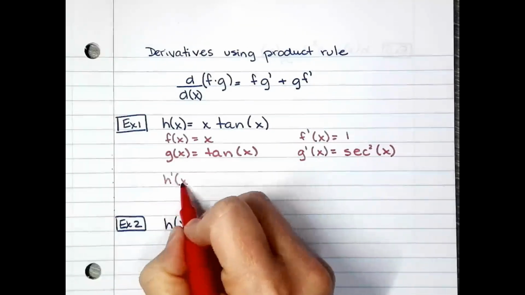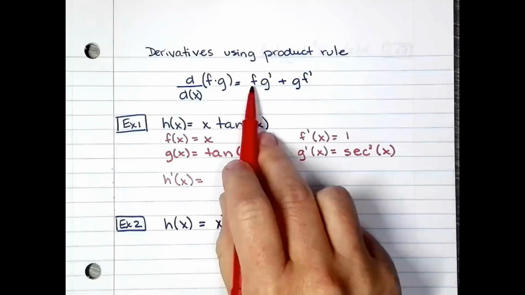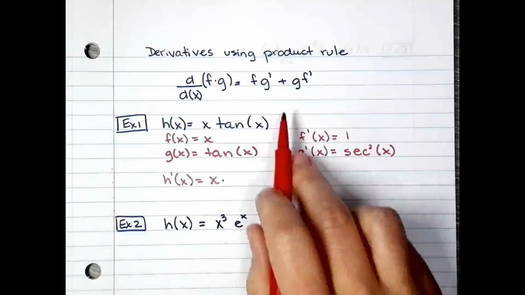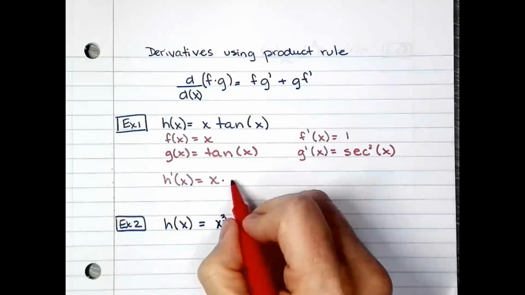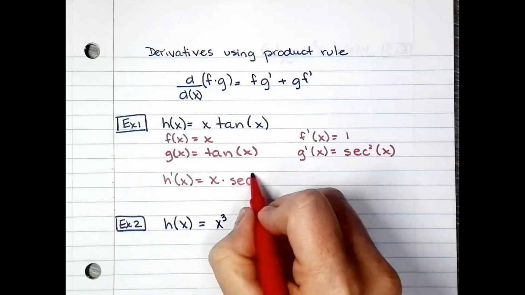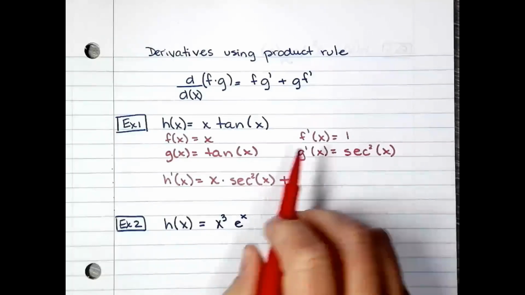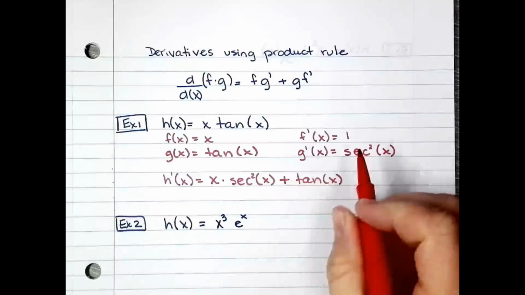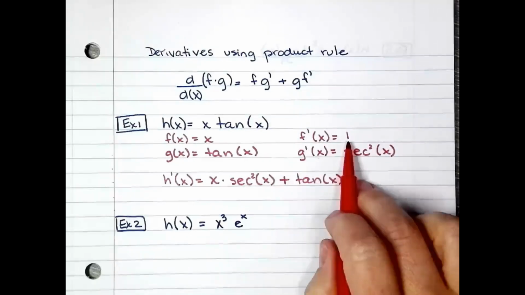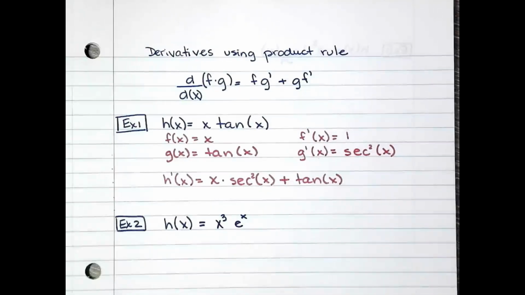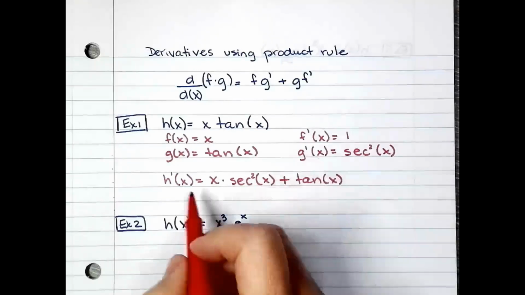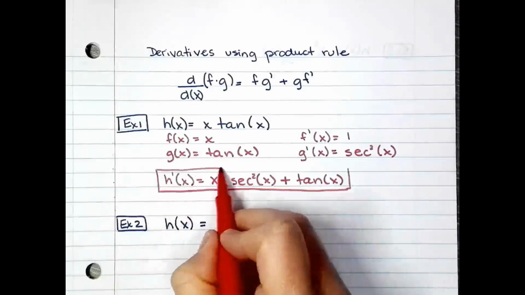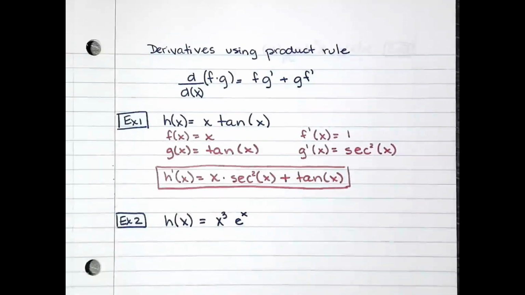So h prime of x calls for f is right there, x times the derivative of g, which is secant squared of x, plus function g, tangent, and then times f prime is 1. Okay. And you can leave it like this, and that's beautiful. It's not too bad, is it? Okay.